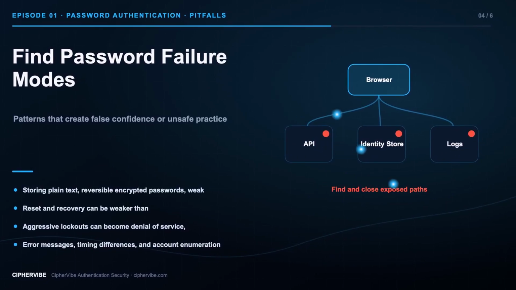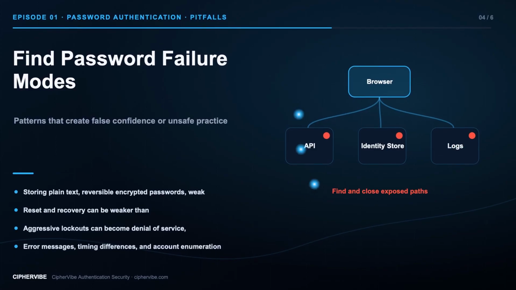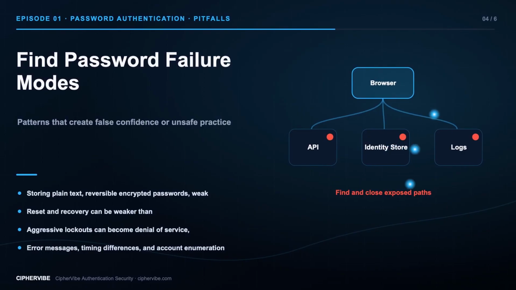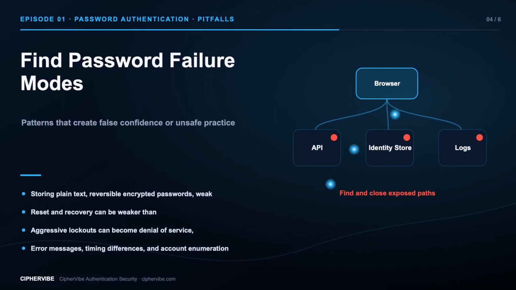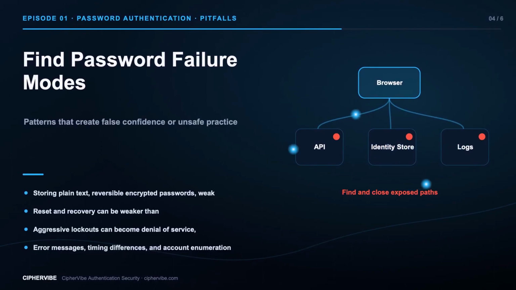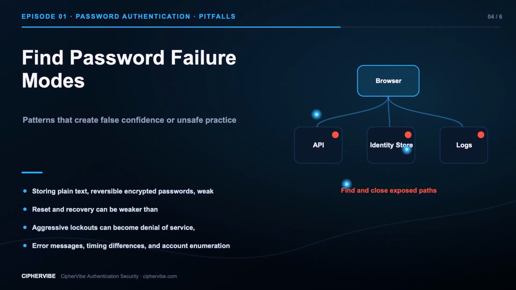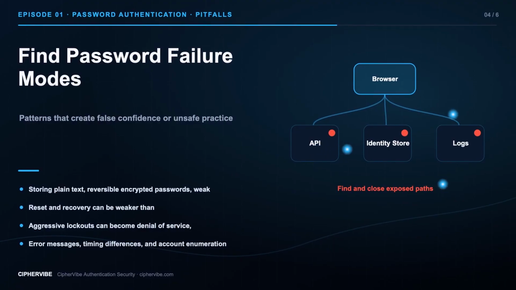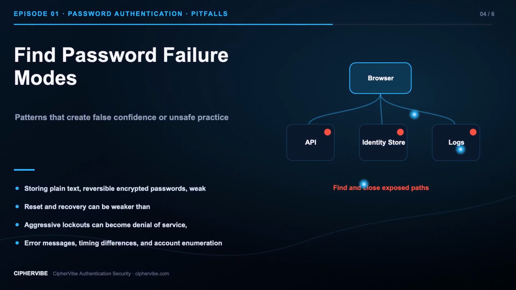First, storing plain text, reversible encrypted passwords, weak hashes, shared salts, or low work factors turns one database leak into a user-wide compromise. Second, reset and recovery can be weaker than login, especially when support workflows can bypass MFA, update email addresses, or issue reset links without strong evidence. Third, aggressive lockouts can become denial of service, while weak throttling lets attackers test millions of credentials without meaningful friction.